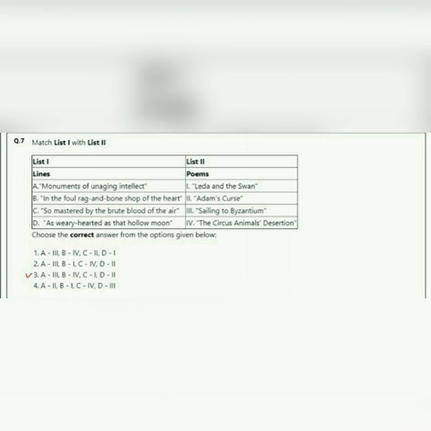In question number 7, we again have a match the following. In list 1, we have a few lines taken from poems, and in list 2, we have the names of those poems. So list 1: A, The Monuments of Unaging Intellect. B, In the Foul Rag and Bone Shop of the Heart. C, So mastered by the brood of the air. D, As very-hearted as the hollow moon. List 2, we have the names of the poems.